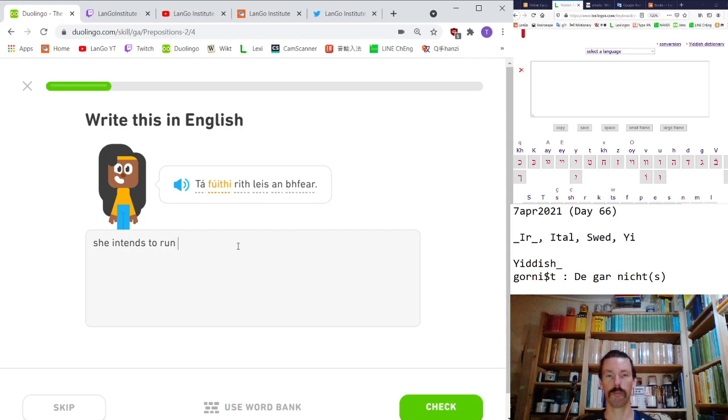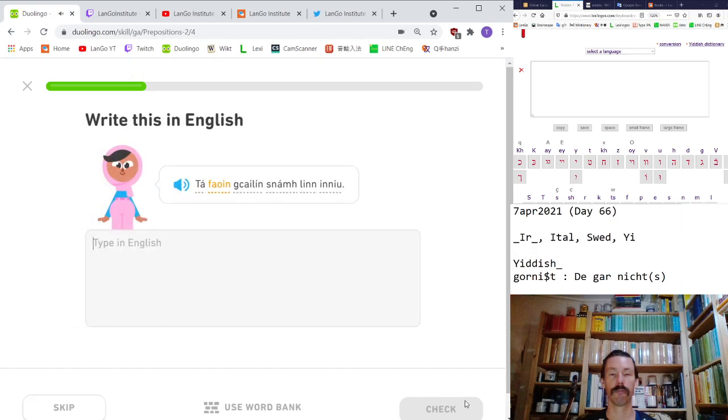Run with a man. Leis an bhfear. So it's mutated for fear because it's with this other word for it in the phrase. With the man. She intends to run with the man. Tá fúithi rith leis an bhfear.